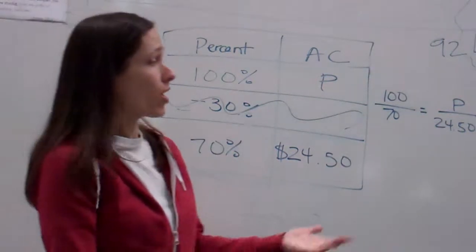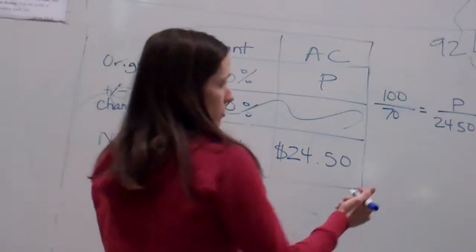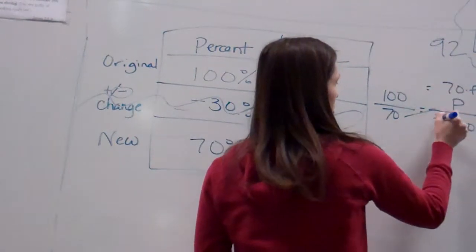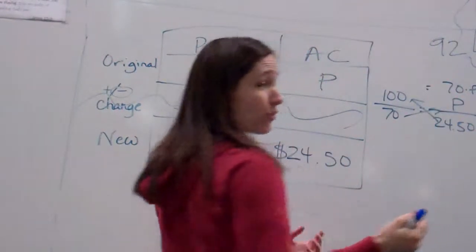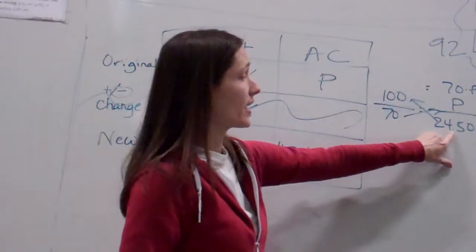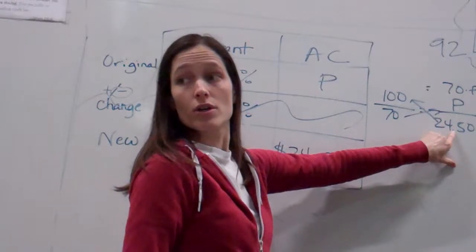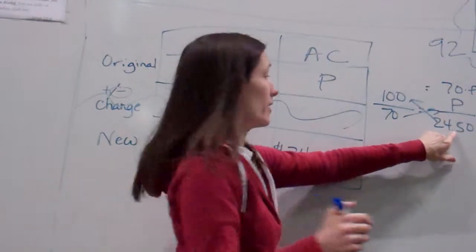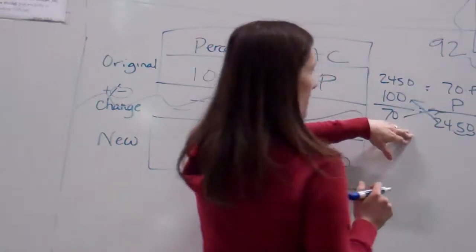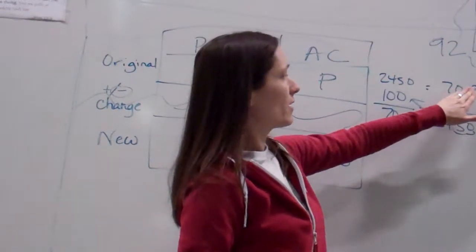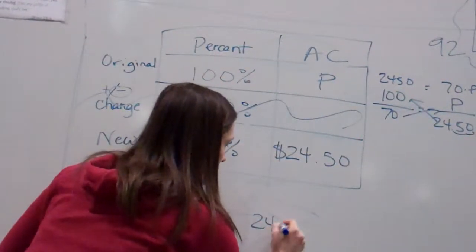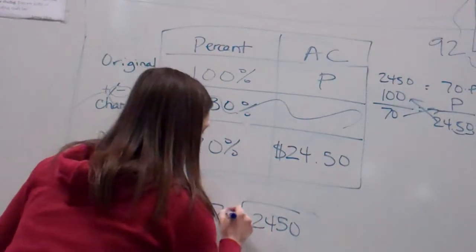All right, now we cross multiply like we've been doing this whole time. Okay, 70 times P equals 24.50, and if you remember, because I'm multiplying by 100, what can I do with that decimal? Just move it twice to the right, right? Okay, so 1, 2, so it's going to be 2450. Okay, so now it says 70 times what equals 2450. So let's do that. 2450 divided by 70.